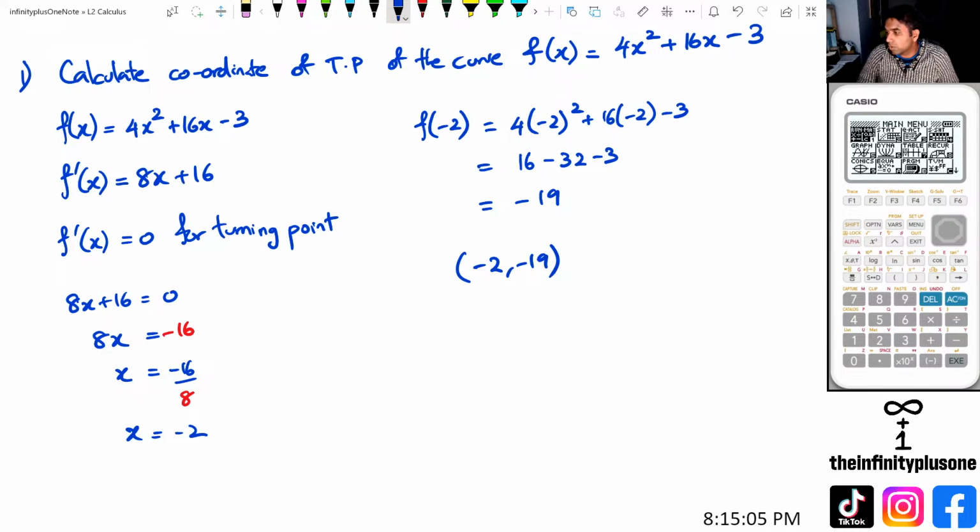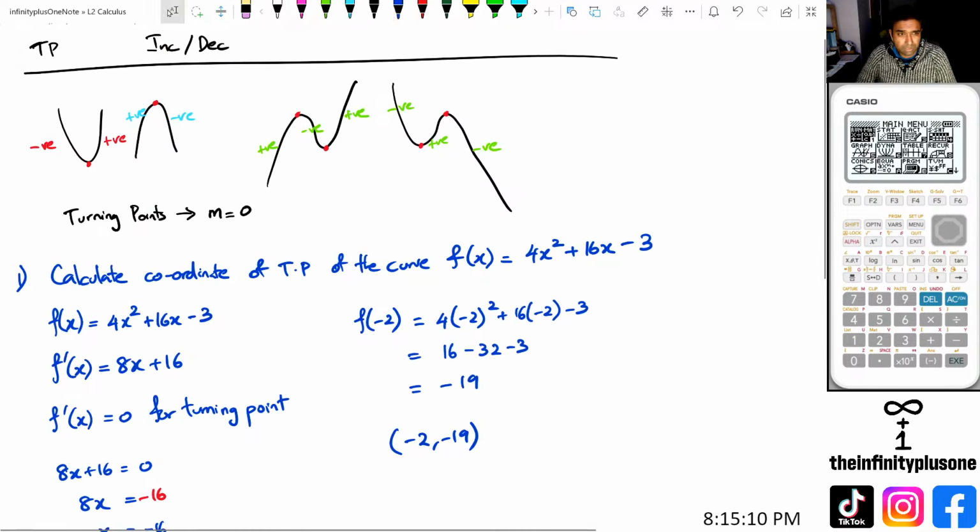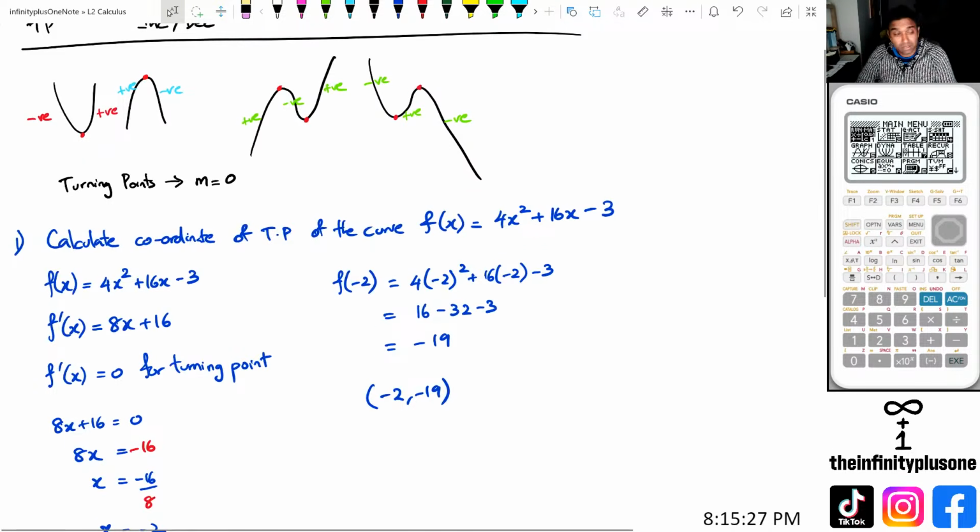Yes, Rev, it'll always equal 0 for a turning point, because if you go back to the earlier example that I was talking about, or the notes, a turning point is when the gradient changes from positive to negative. So if a number is changing from positive to negative, it has to go through 0. So that means gradient is always equal to 0 for a turning point.